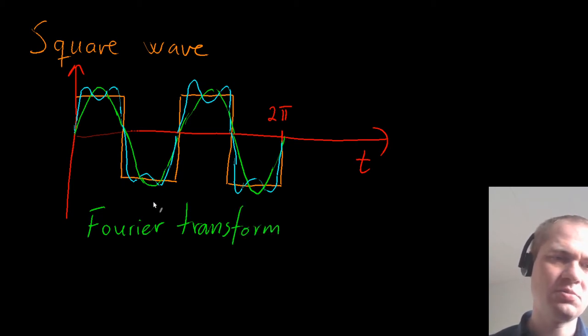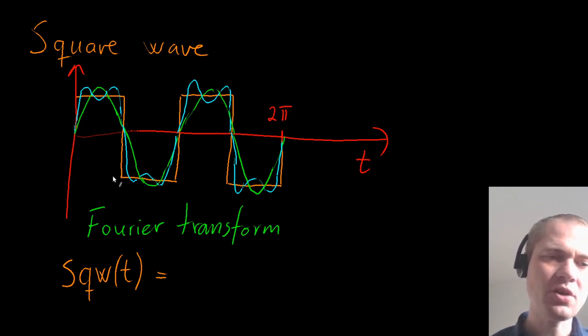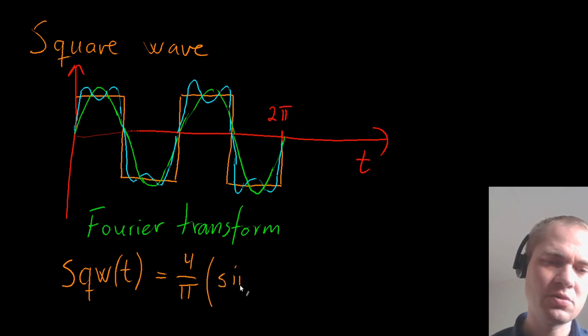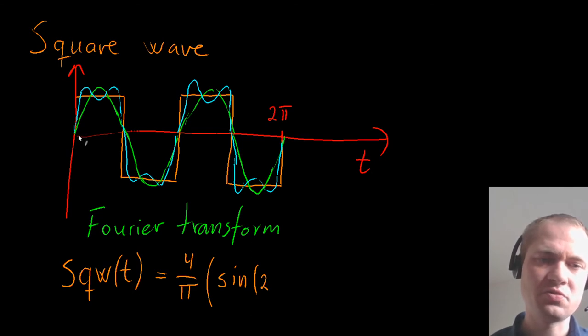And I assume you have seen it before, but the idea here is that you can say this square wave, which is a function of time, is given as a sum of different sine waves. And in this case, the equation would look like 4 divided by pi multiplied with a sine wave with the same frequency as given here. In this case, it will be a sine wave that oscillates twice during this duration from 0 to 2 pi. Therefore, it should be sine of 2 times t.